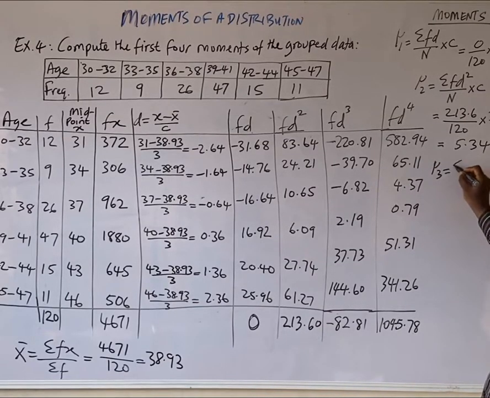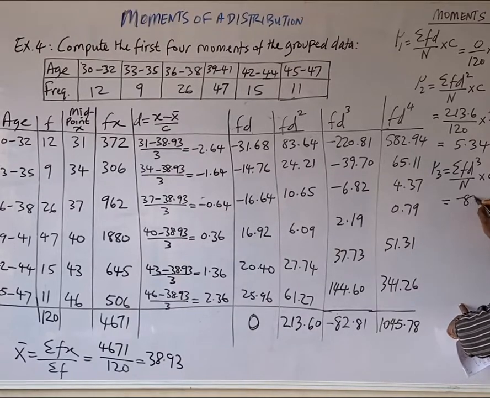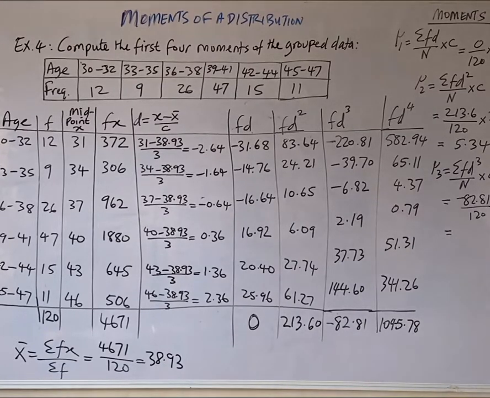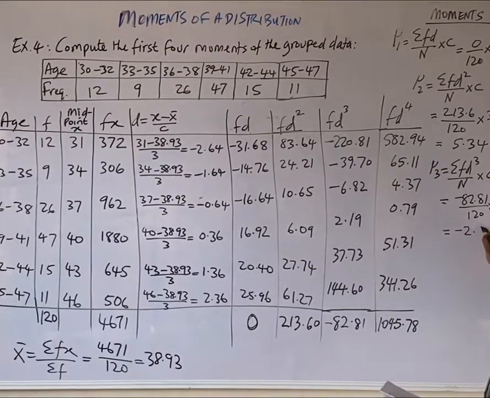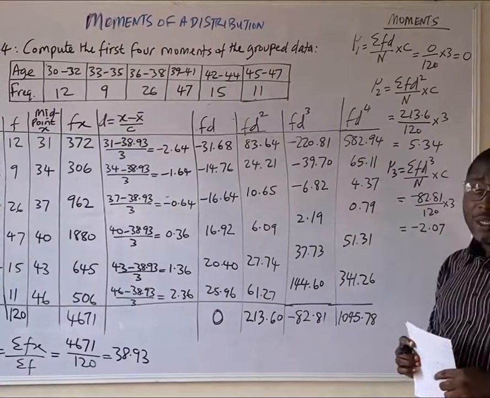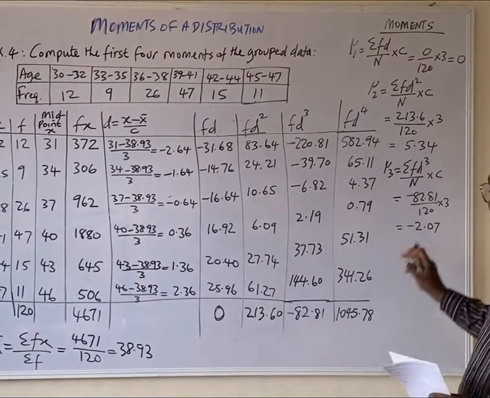The next one is the third moment. The third moment will be summation FD raised to power 3 all over n times c. That means that will be minus 82.81 all over 120 times 3. Can you do that? What's your answer? According to our solution here, we have minus 2.07. It means that this distribution is negatively skewed.